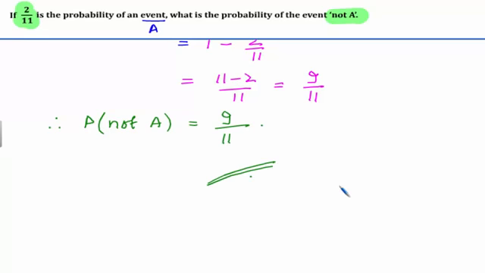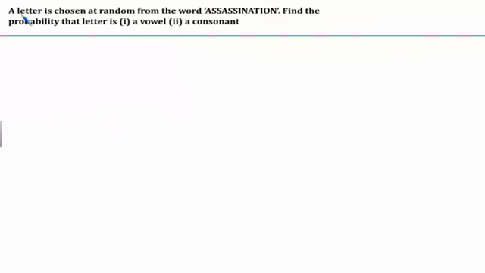This completes the solution. A letter is chosen at random from the word assassination. We have to find the probability that the letter is a vowel or a consonant. Let's begin with the solution. And the given word is assassination.